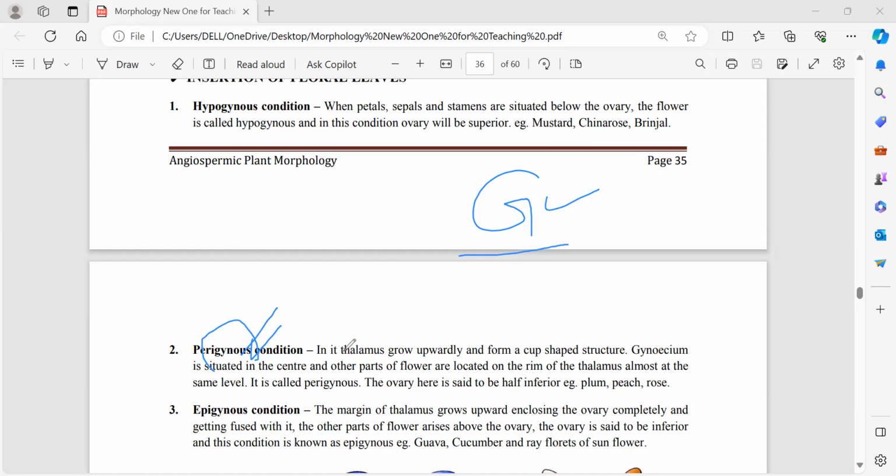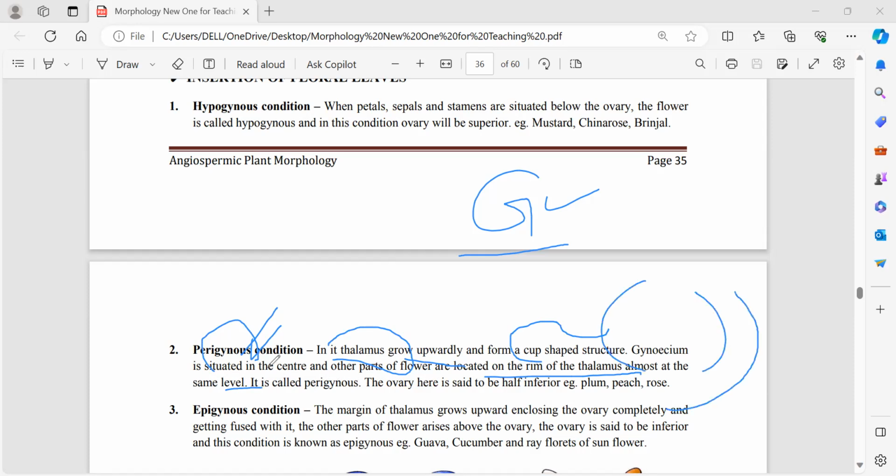Here the thalamus grows upwardly and forms a cup-like structure. And the gynoecium is situated in the center, and other parts of the flower are located on the rim of the thalamus, almost at the same level of the ovary. So this condition is called perigynous. That is, ovary is at the same level of other floral parts.